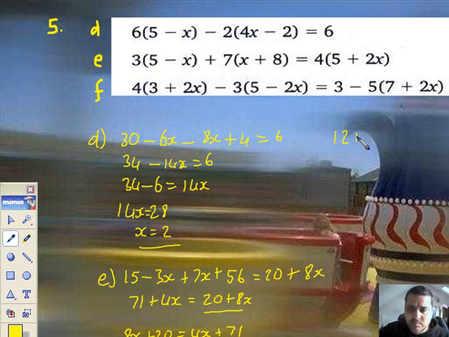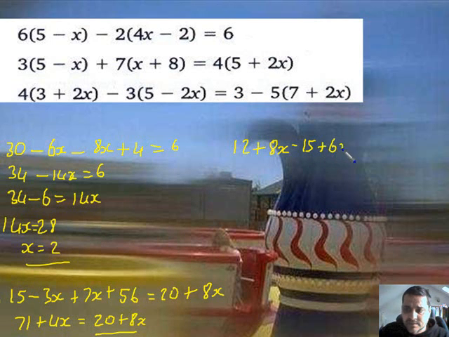12 plus 8x, minus the number 15, plus 6x, minus times a minus, equals 3. Now watch out, we've got the 5 attached to the bracket. It's not 3 take away 5 is minus 2.